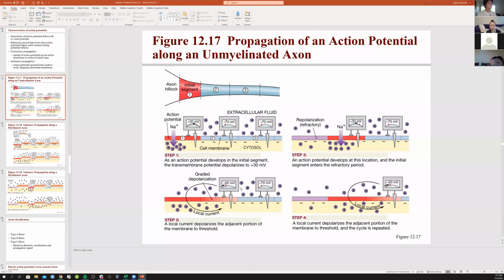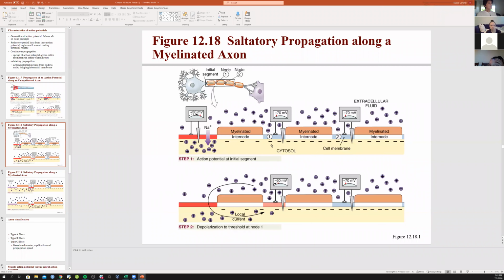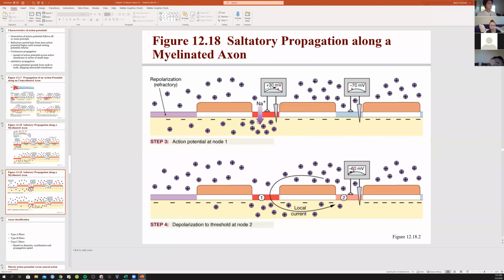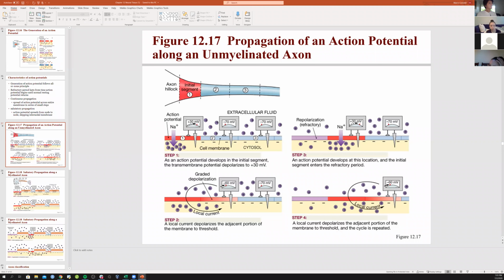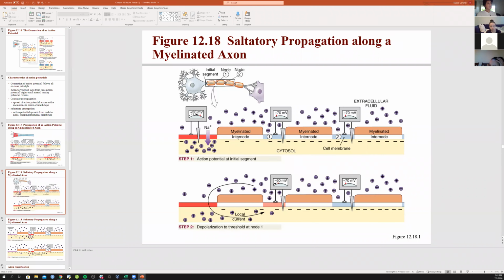Let me see where we are. Okay, there we are. Let me find an example. There we are. Okay, this is the one where the myelination is showing. This is an axon. This is myelin, and now in these nodes present here, we have the voltage-gated sodium channels and voltage-gated potassium channels.